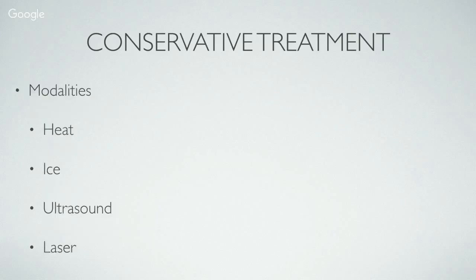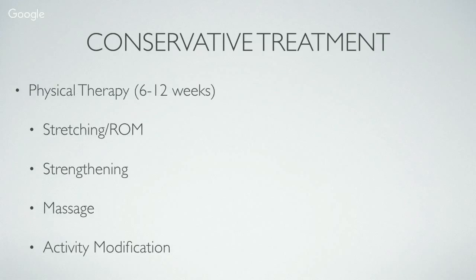Modalities always work well. Heat and ice, usually pre or post therapy, will help with some of the pain. Ultrasound and laser are recommended, though there's not really any evidence behind their use. And then a physical therapy course ranging from about 6 to 12 weeks, focusing on stretching and range of motion of the muscles around the hip, and then strengthening the core muscles and also strengthening of the abductors and adductors at the hip, is thought to help patients with deep gluteal syndrome. Massage following therapy may help to provide some pain relief and make the patient feel better. Then activity modification, you want to rest in the acute phase or limit the movements that are causing the pain.